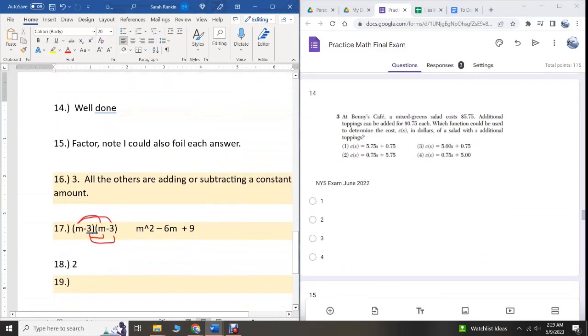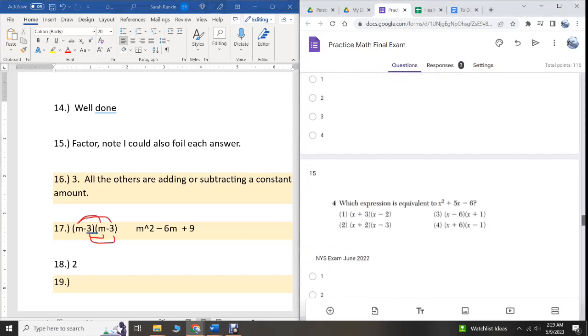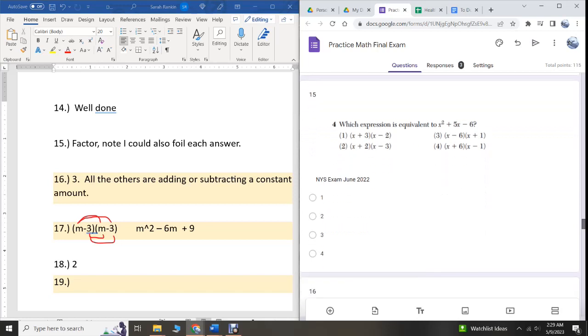Yeah, you seem to know this one. Okay, so remember the fixed cost or the starting point is $5.75, and then each topping is 75 cents. So for each topping, it's 0.75 plus it's always $5.75. Good job. Number 15, you also did a good job of. So you were able to factor this. So you're good at your AC factoring, right? So good job factoring that.